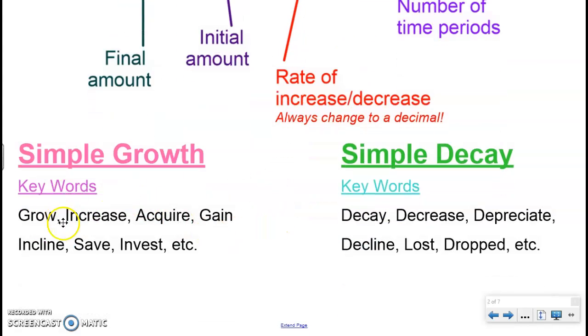There are some keywords for simple growth so that you know that's what you're using. You're looking for grow, increase, acquire, gain, incline, save, and invest. And for simple decay, you're going to look for decay, decrease, depreciate, decline, lost, dropped, etc.